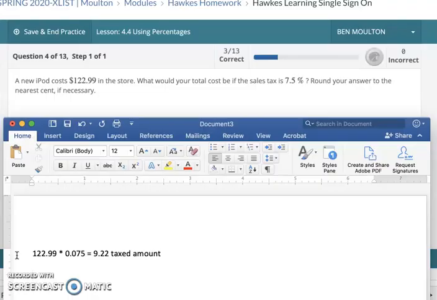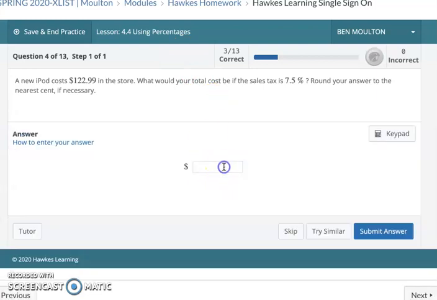So what we need to do now is take our 122.99 and add to that the $9.22, and that will give you your new answer of $132.21. And that should be your answer that you would enter in. And if you don't believe me, here's your closure.